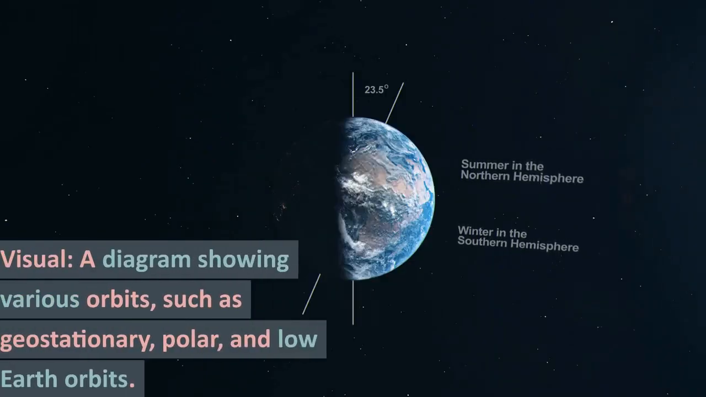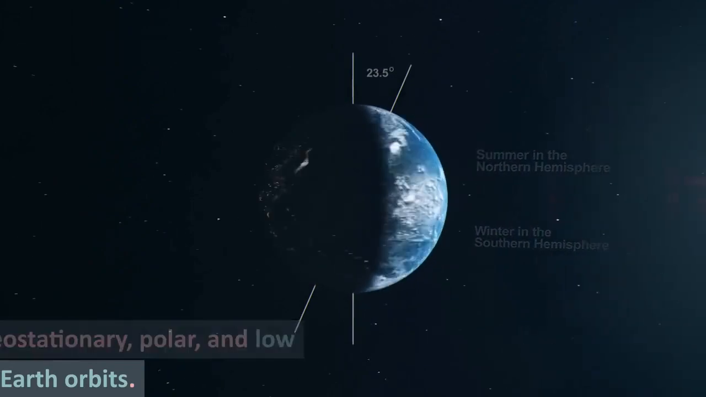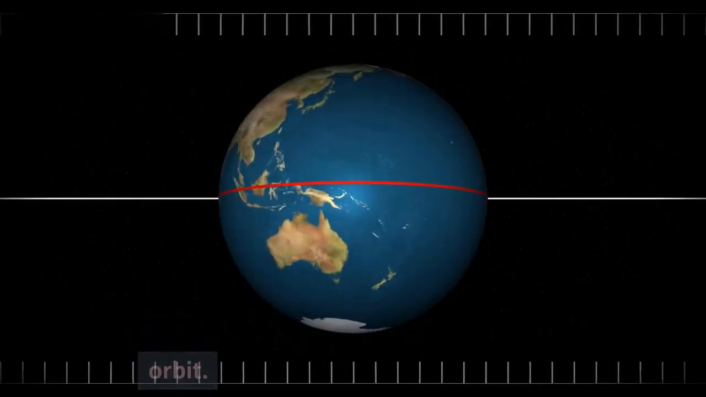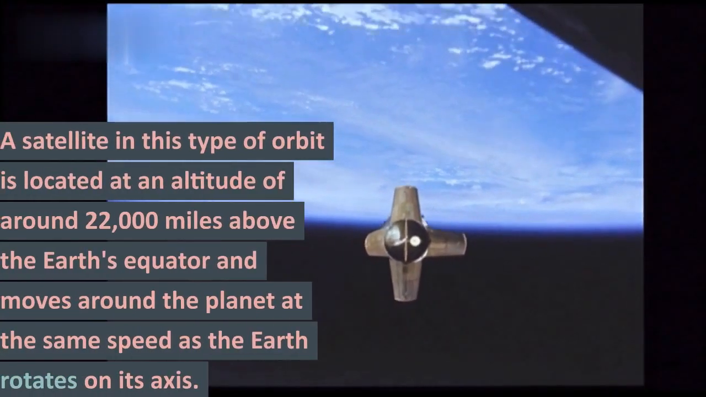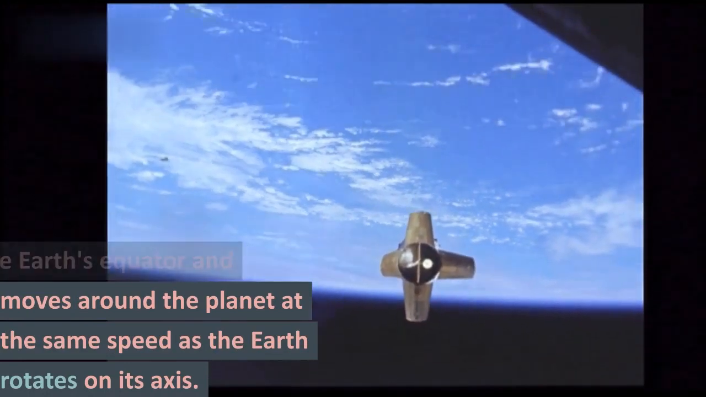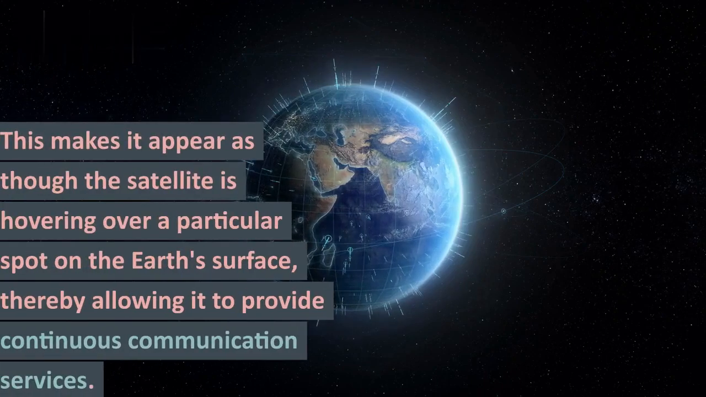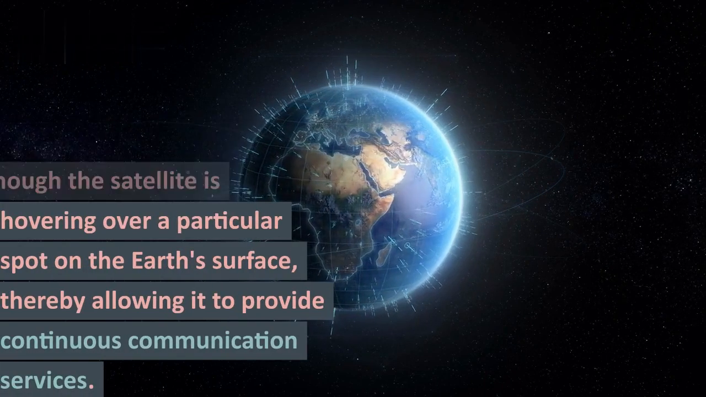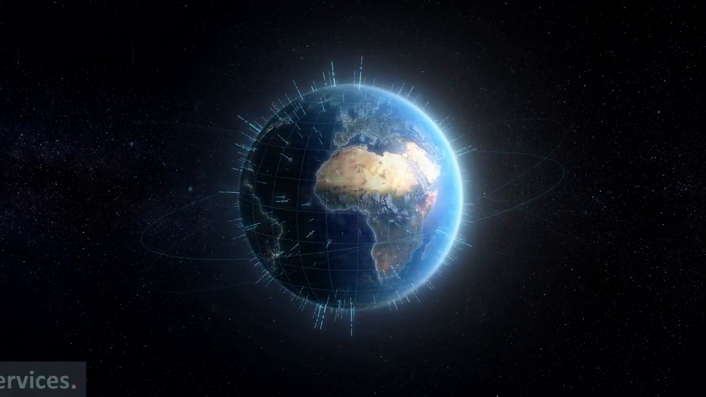Visual. A diagram showing various orbits, such as geostationary, polar, and low Earth orbits. First up is a geostationary orbit. A satellite in this type of orbit is located at an altitude of around 22,000 miles above the Earth's equator and moves around the planet at the same speed as the Earth rotates on its axis. This makes it appear as though the satellite is hovering over a particular spot on the Earth's surface, thereby allowing it to provide continuous communication services.